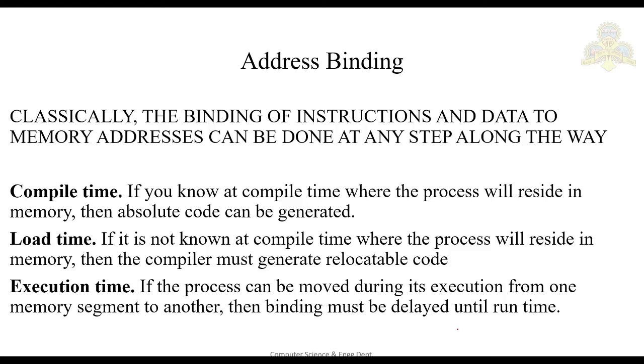Fine. So the first one is compile time binding. During compilation, your program is compiled to the object code. If the binding is done at this stage, we call that compile time address binding. The next one is load time. If we do not know the exact location of the process during the compile time, then we delay the address binding till the load time. Loading time means when your process or program is actually being loaded into the main memory. If you do address binding at the loading time, it is called load time address binding.